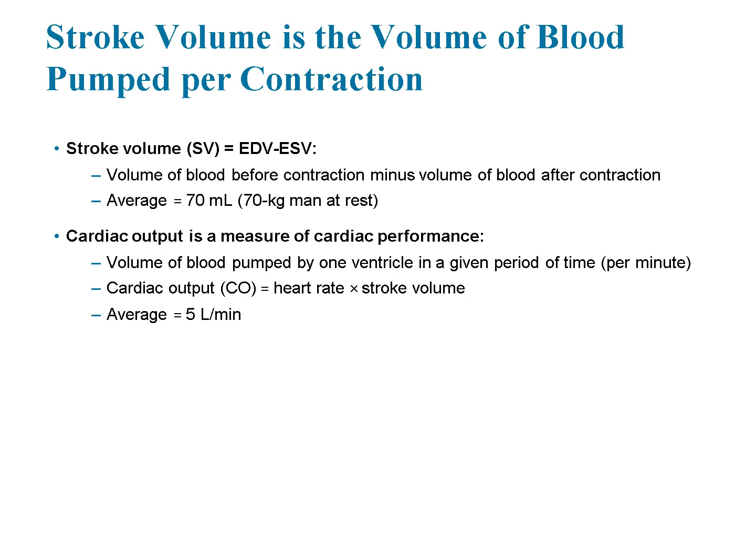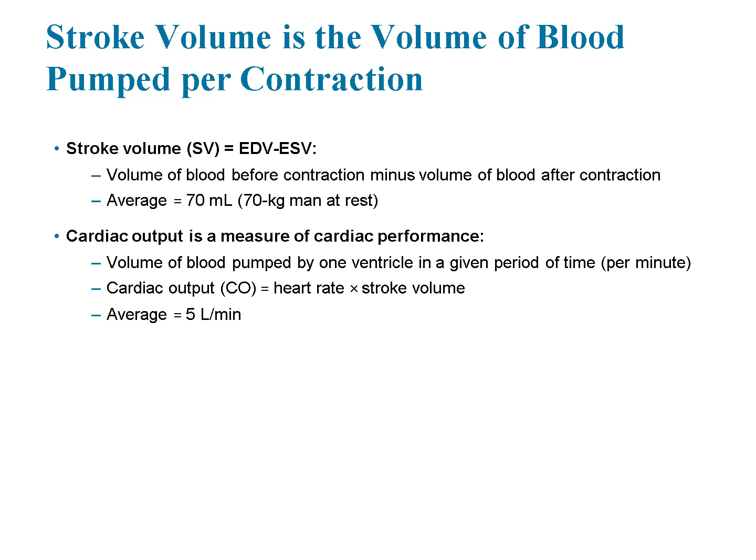Stroke volume refers to the amount of blood ejected by one ventricle during a single contraction. It is calculated as the difference between the end diastolic volume, which is the blood volume before contraction, and the end systolic volume, which is the blood volume remaining after contraction. On average, the stroke volume for a healthy individual weighing 70 kilograms at rest is approximately 70 milliliters per beat.